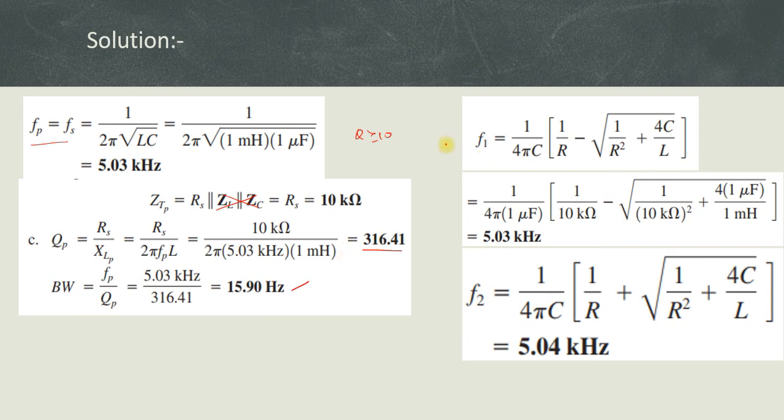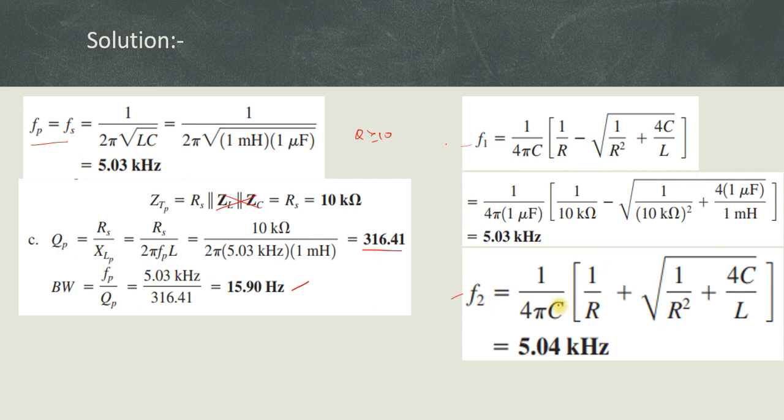Next I want to find the upper and lower cutoff frequencies. The lower cutoff frequency is F1 and the upper cutoff frequency is F2. The formula for the lower cutoff frequency is 1 divided by 4 pi C into 1 by R minus square root of 1 by R square plus 4C divided by L. Substitute the values of R, L, C and simplify. The value of F1 is around 5.03 kilohertz. Similarly, the formula for the upper cutoff frequency is 1 divided by 4 pi C into 1 by R plus square root of 1 by R square plus 4C divided by L, so the upper cutoff frequency is around 5.04 kilohertz.